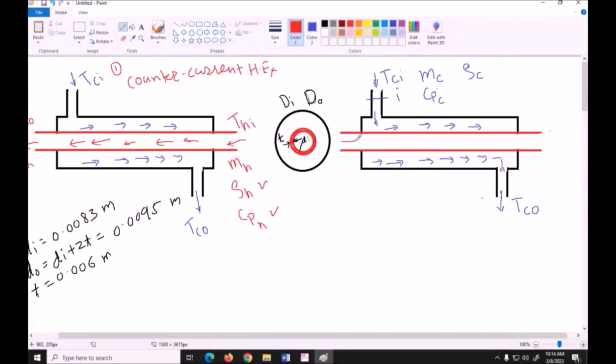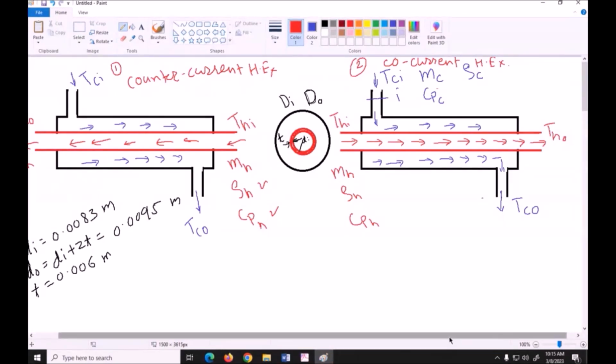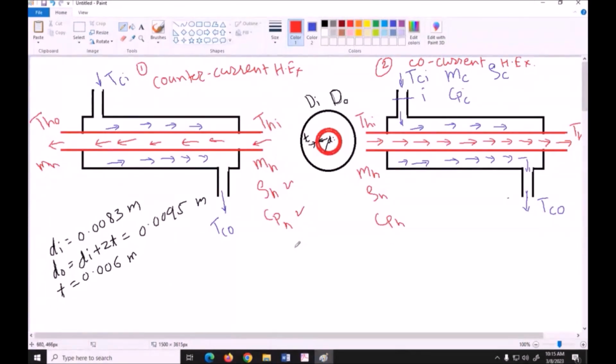We will change the direction of hot water like this. So cold water and hot water are flowing in the same direction. That's why it is called a parallel flow heat exchanger. The inlet temperature of hot water is THI, at a rate of mH, rho H, CpH. This type of heat exchanger is called a parallel flow or co-current double pipe heat exchanger. So today we are going to do the experiment on a counter current heat exchanger and a co-current heat exchanger by changing the hot water direction.